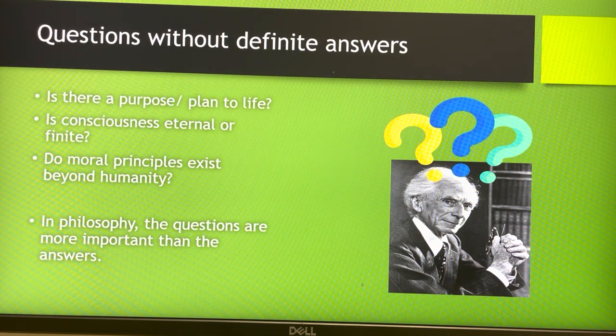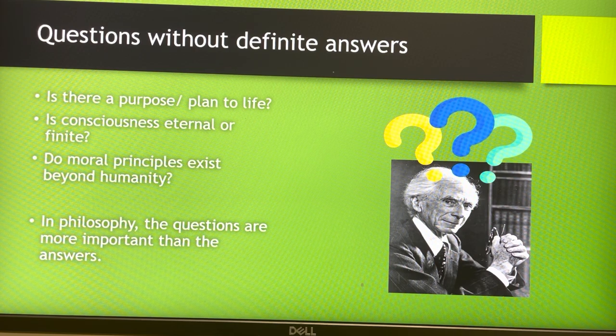Beyond this point, philosophy delves into questions that are of the greatest concern to us, but yet lack definite answers. Is there a purpose or a plan to our life? Is consciousness eternal or is it finite? Do moral principles exist beyond humanity? You know, these types of questions are being raised and have always been raised within the realm of philosophy. These are questions that really matter to us, but yet they don't seem to have a definitive answer. Thinkers give responses to these questions, but the answers are not demonstrably true.